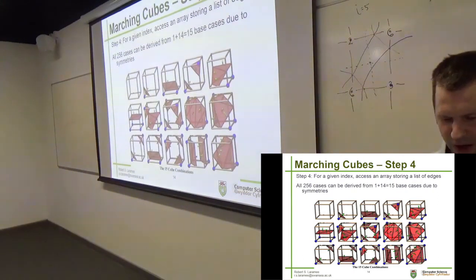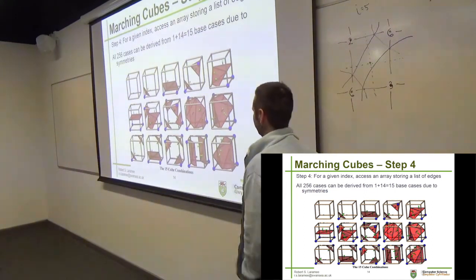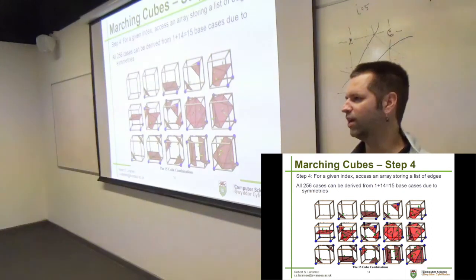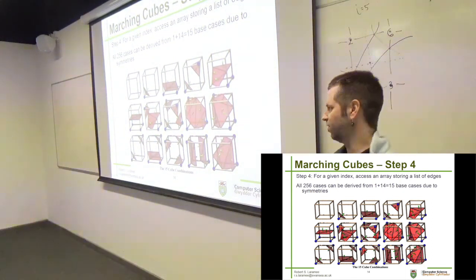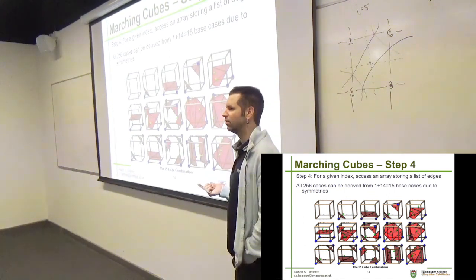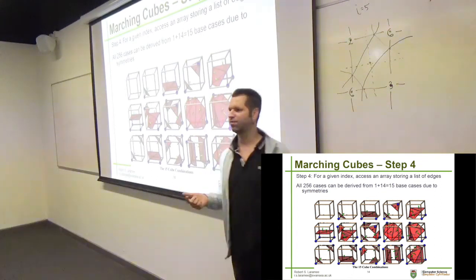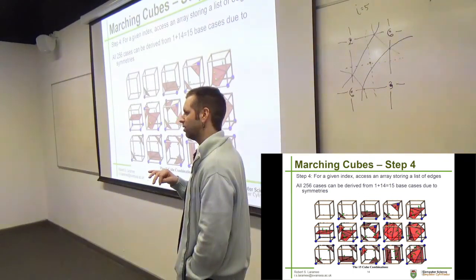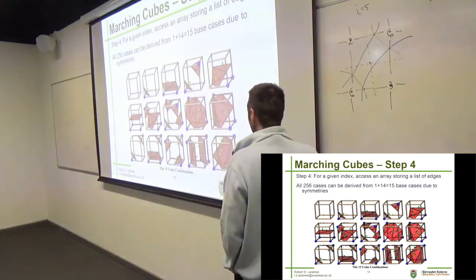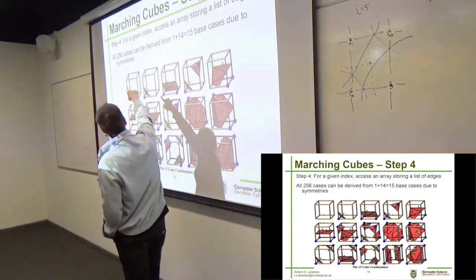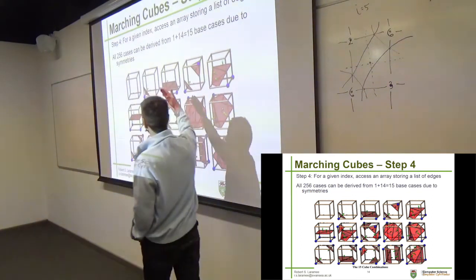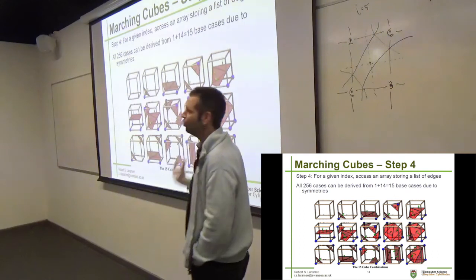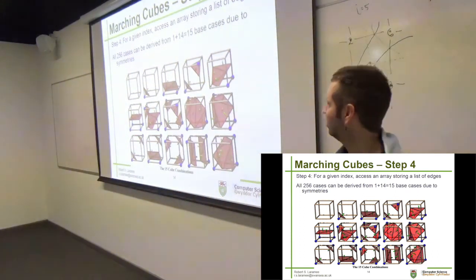So now we can look at the combination there. It's an 8-bit string. So there are 256 values that string can encode, right? And they correspond to 256 configurations of the cube, depending on whether vertices lie inside or outside the surface. Now, those 256 cases can be reduced down to 15 unique base cases using rotational and reflection symmetry.